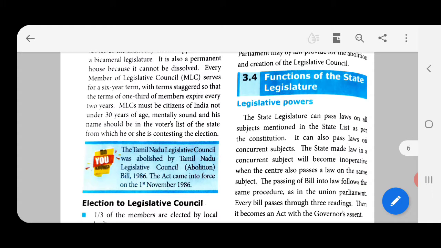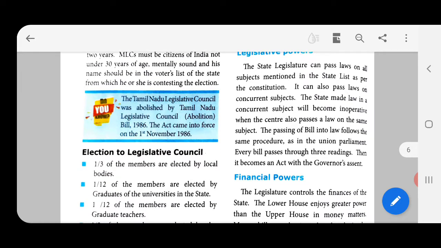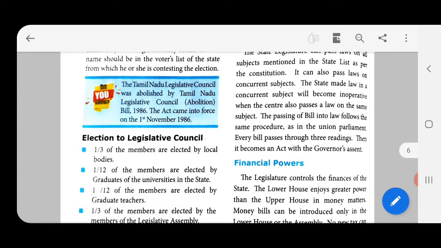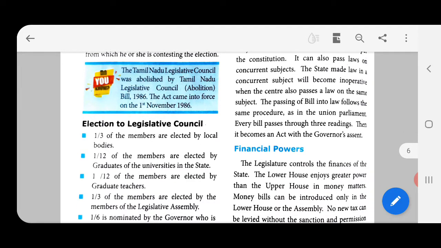Functions of the state legislature. Legislative powers. The state legislature can pass laws on all subjects mentioned in the state list as per the constitution. It can also pass laws on concurrent subjects. So they can pass any kind of law related to the constitution. It can be on the concurrent list also. The state made law in a concurrent subject will become inoperative when the center also passes a law on the same subject.